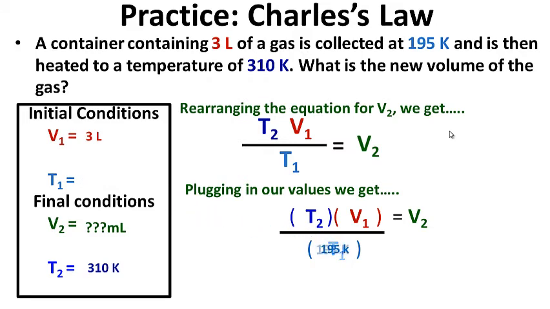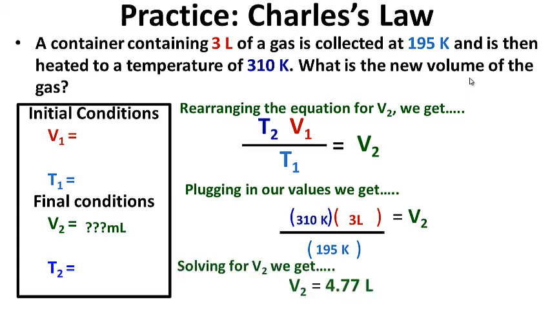Our initial temperature, 195 Kelvin. Our initial volume was 3 liters. And we heated it up to 310 Kelvin. And now we can solve for V2, which gives us 4.77 liters, which makes sense. Once again, increasing temperature should cause the volume of the gas to get larger or increase.